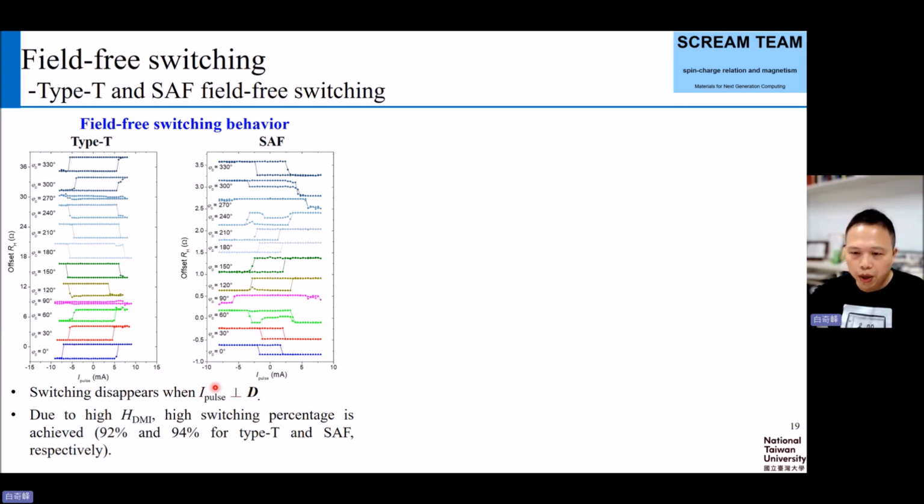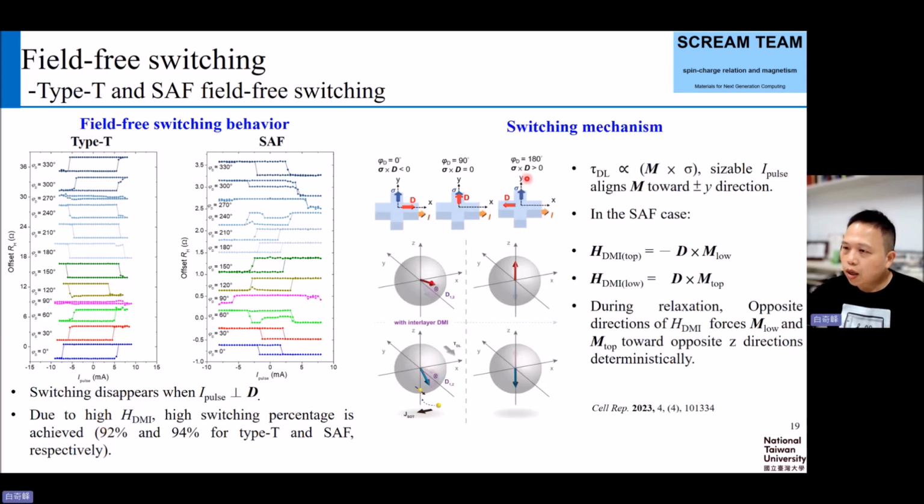So when the current pulse is parallel to the D vector, typically you observe the largest portion of switching. And due to the high DMI effective field, the switching percentage is also very high. So if you use field to switch and if you use current to switch, the switching percentages are very close to each other. And the switching mechanism for the SAP case, I won't go into details, but it is also related to the reciprocal effective field effects. If you're interested in the details, you can refer to some of the earlier works from different research groups.